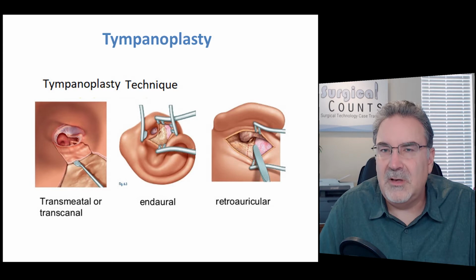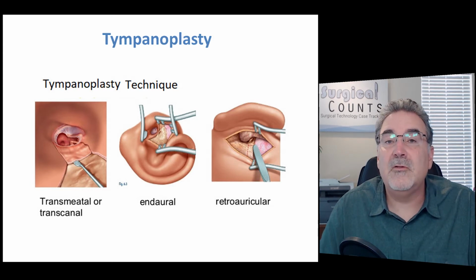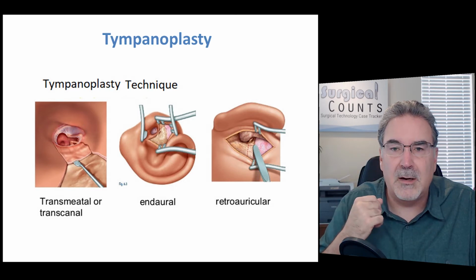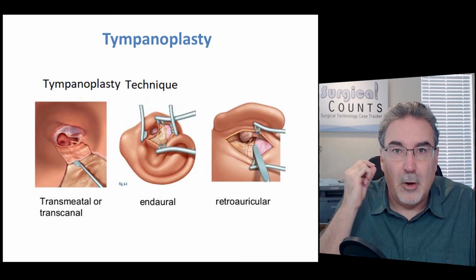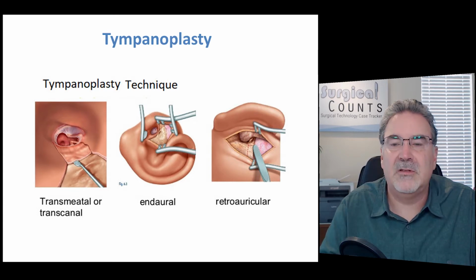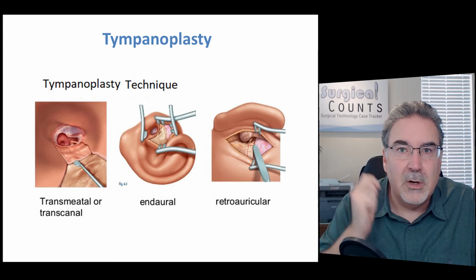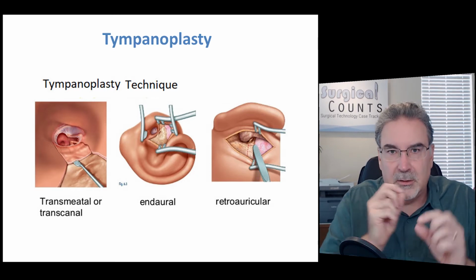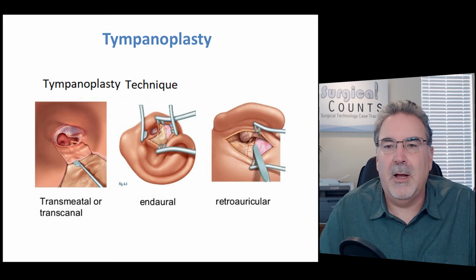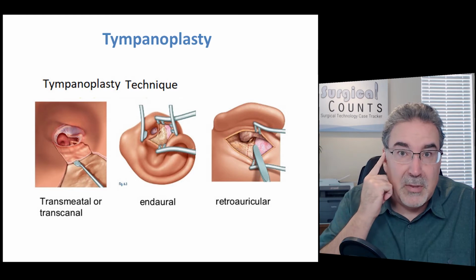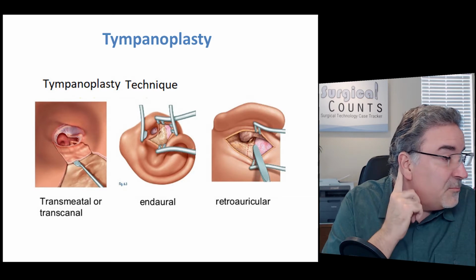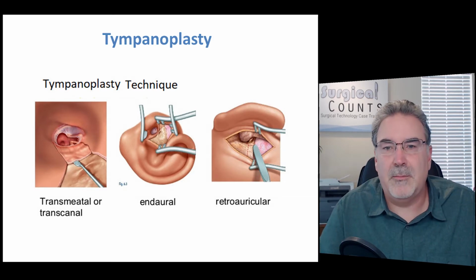So we can use a couple of different approaches to do this. One, we can use a transmeatal approach. Again, meatus means an opening of a tube to the outside of the body. So the auditory canal meatus is the opening that goes to the outside of the body. So we can go through the auditory canal, or transcanal approach, in which case we're just looking through a speculum and doing the surgery that way. Two, we can do it end-aural, which means we're going through the pinna or the auricle of the ear, or we can go retroauricular, which is behind the ear, and approach the eardrum that way.